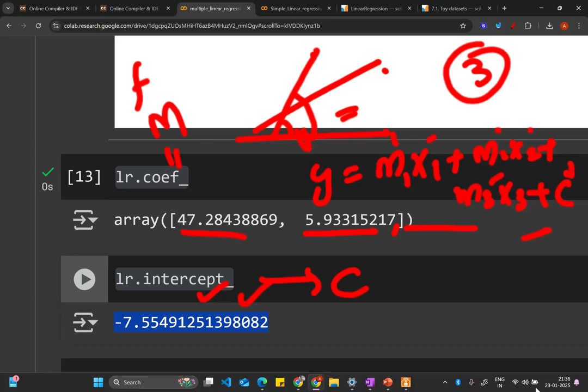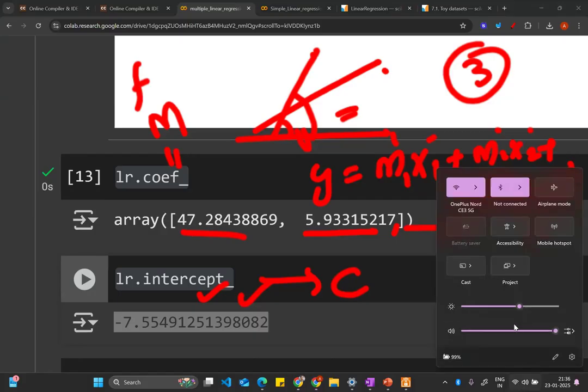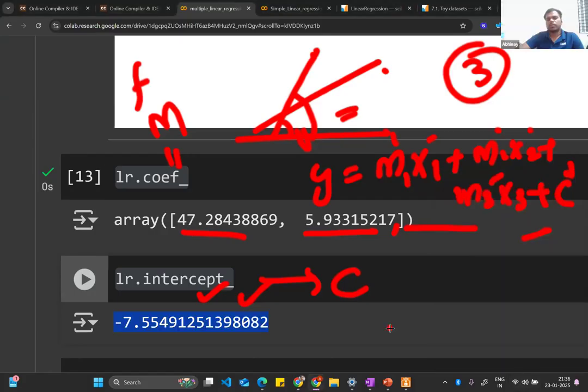I hope it's making sense, right? Yeah, actually, program-wise, it is very similar for single and multiple, but the concept depends on the number of features we are using. Coefficient will return two values if there are two features. Otherwise, programming-wise, everything is the same. I hope it's making sense, right?